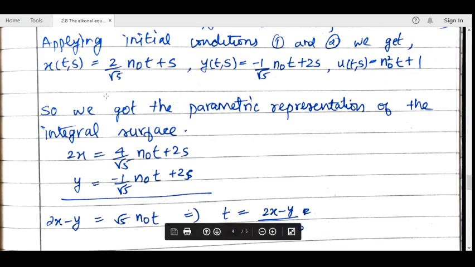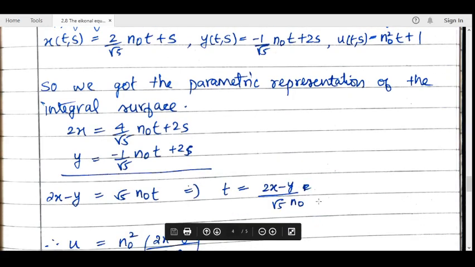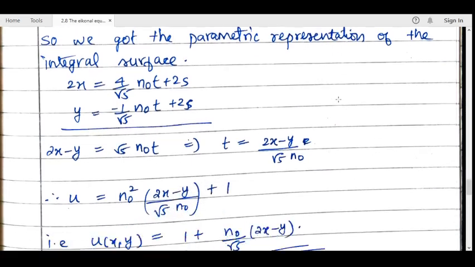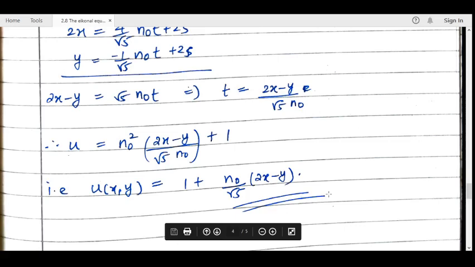In this, what I did is I multiplied this equation by 2 and subtracted from y. So I got the value of t as (2x minus y) by root 5 n naught, and then I substituted the value of t in u. So by simplification you will get u of x, y equal to 1 plus n naught by root 5 into (2x minus y). So this is the required equation of the integral surface.